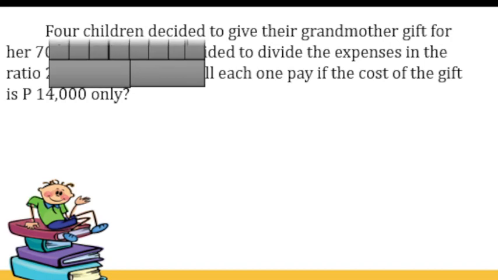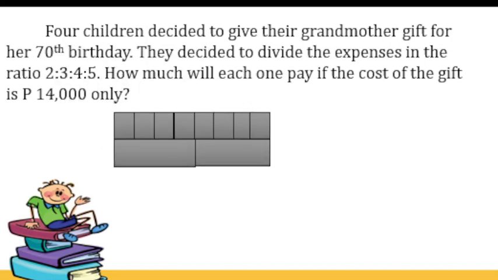Okay, so let's make a table, and let's name the four children as W, X, Y, and Z. It's up to you to name who is W, X, Y, and Z. Okay, so you have 2:3:4:5, and the sum of the four numbers is 14. And the amount that they are going to divide among themselves is 14,000.